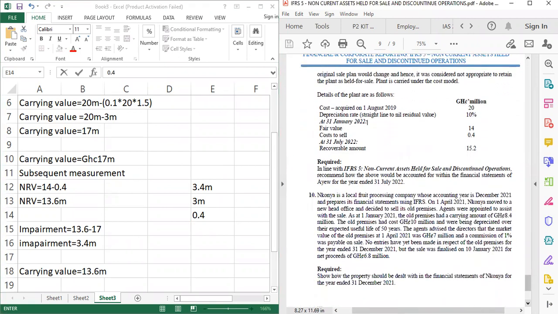All right. On this note, we are done with non-current assets held for sale and discontinued operations. Let's move on to provisions.